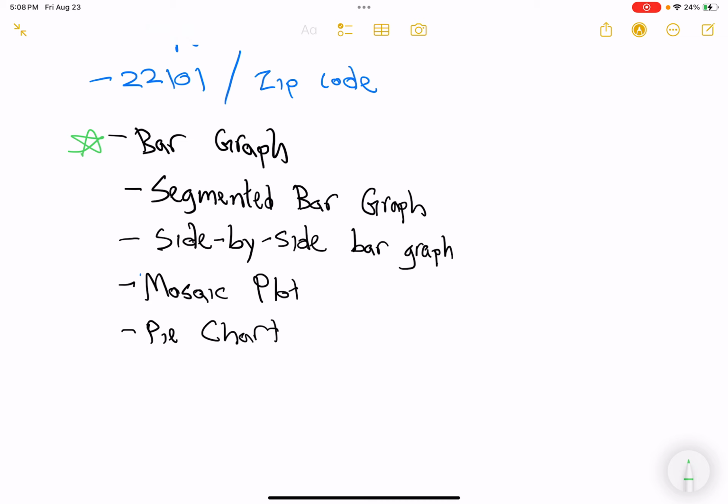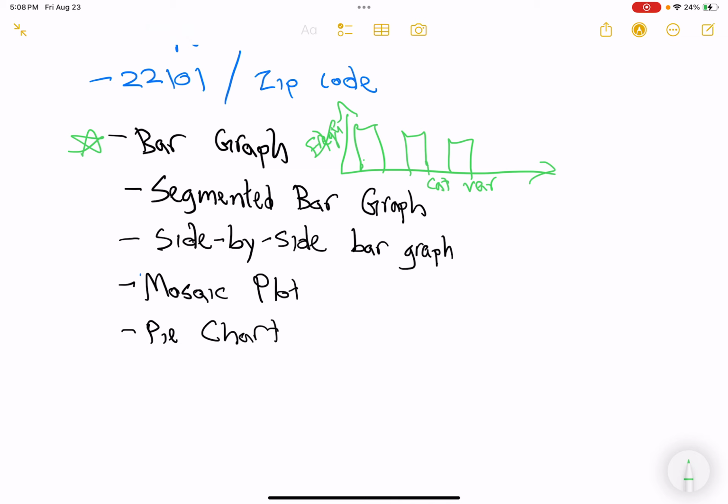Starting with a bar graph, you've seen probably a million of these in your life. I'm going to draw a cute one here. Bar graphs are separate. They are not touching each other. Okay, your categorical variable goes here on the x-axis, and then the y-axis is frequency. For the cases of this course, even though it is technically a dependent variable, your y-axis, we don't count frequency as a variable for the AP exam.